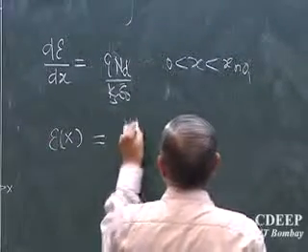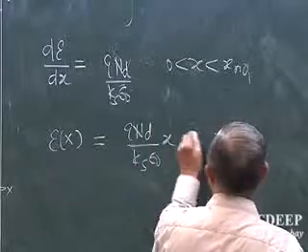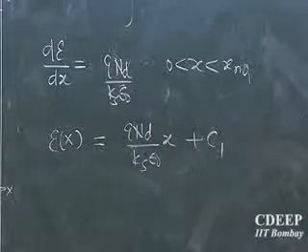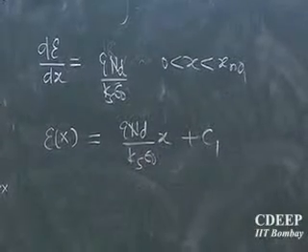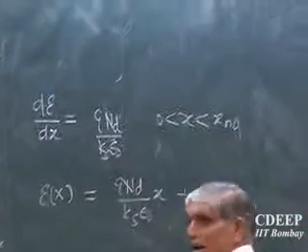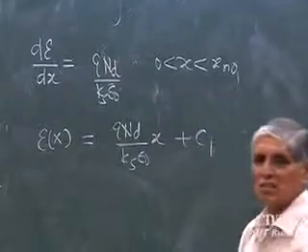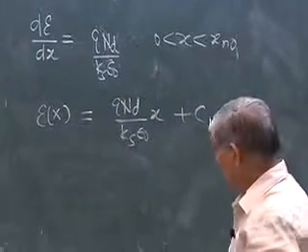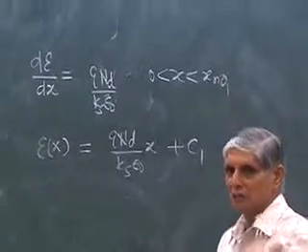dE/dx is qN_D by Ks epsilon 0, x plus C1. Simple linear equation. I integrated it once. Now please pay attention, take this boundary condition properly.